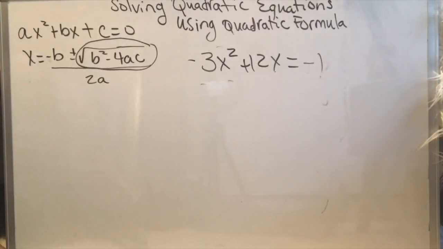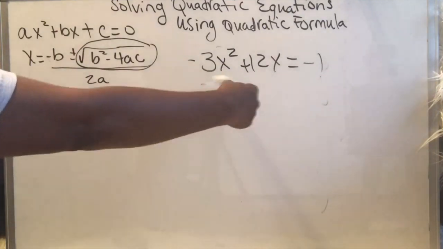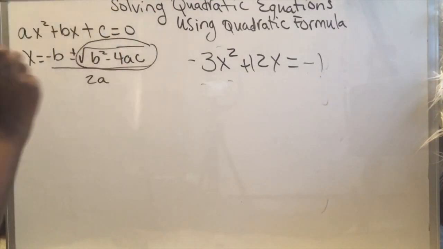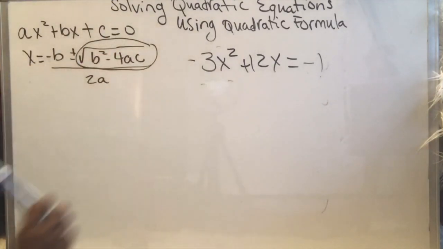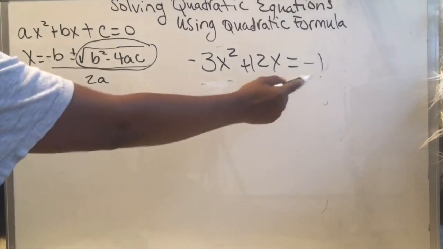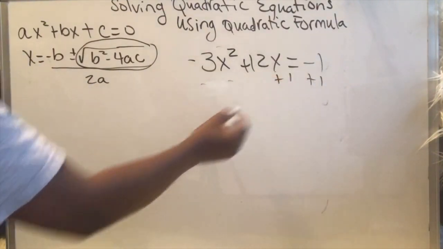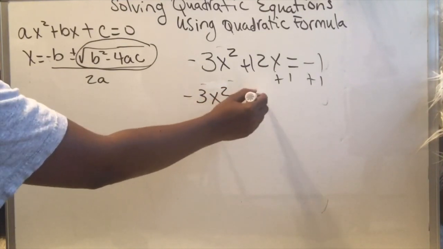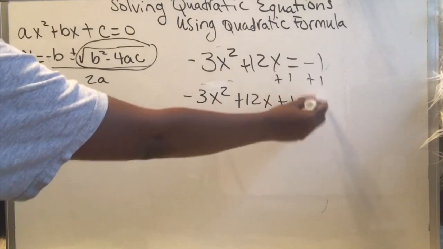So this one you're going to try on your own. You have negative 3x squared plus 12x equals negative 1. Go ahead and pause the video and try this one. Now that you're back, let's discuss this. It's not written in quadratic equation form. Therefore, we need to make sure that our right side is equal to 0. So I'm going to add 1 to both sides. So now I have negative 3x squared plus 12x plus 1 equals 0.